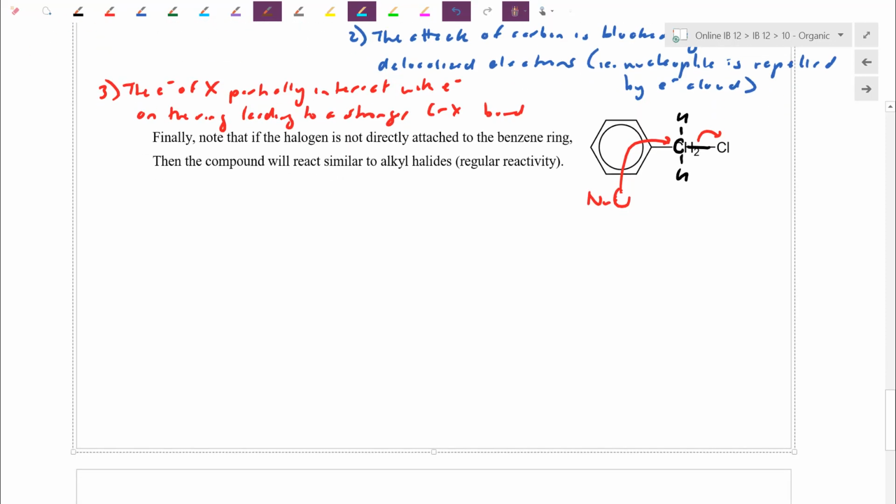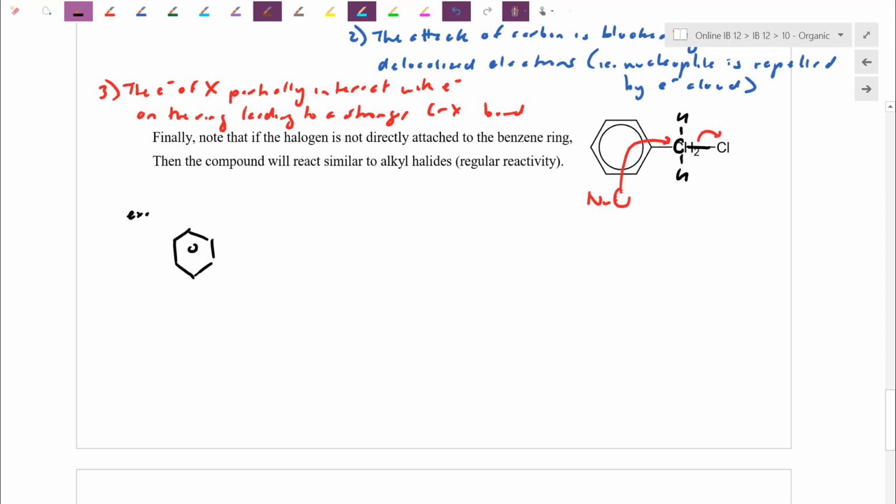Just as an example here, we're going to have, let's say, a CH2Cl and an OH minus group. The halide that's going to be substituted is way off, so this is going to end up forming CH2OH and then Cl minus, no problem.